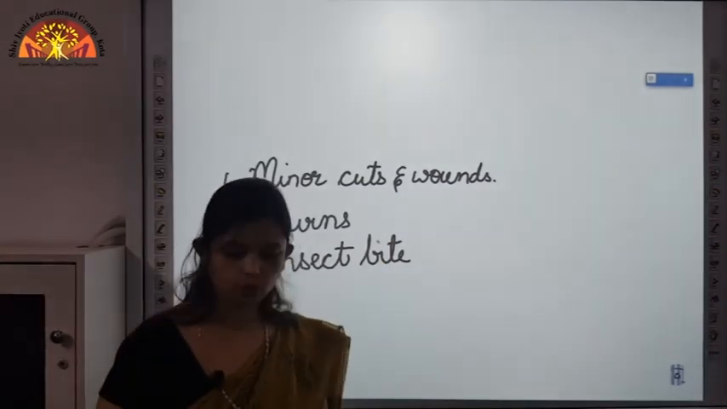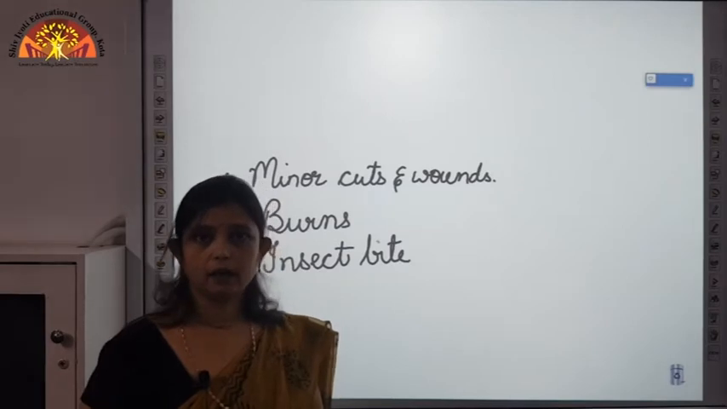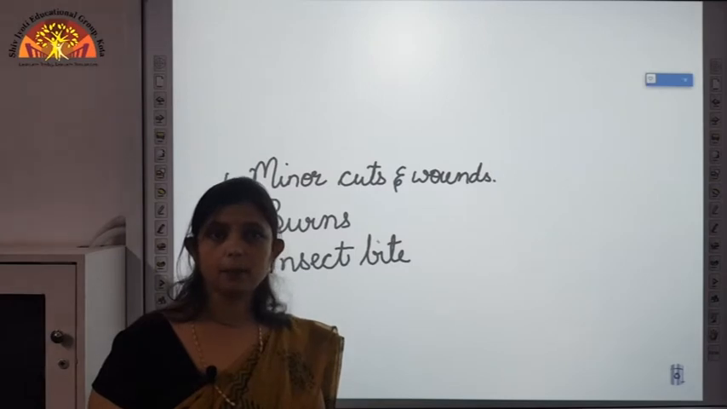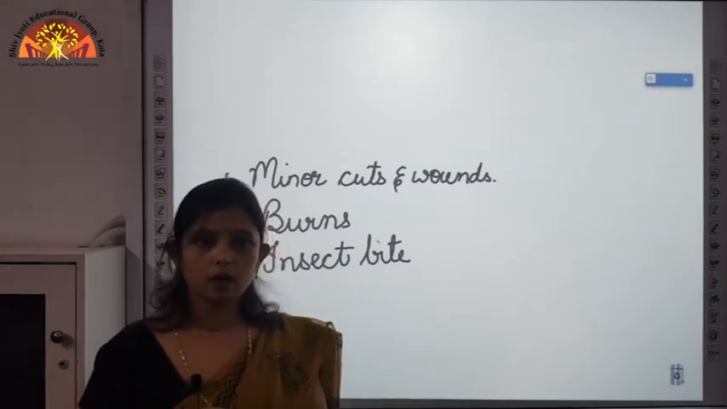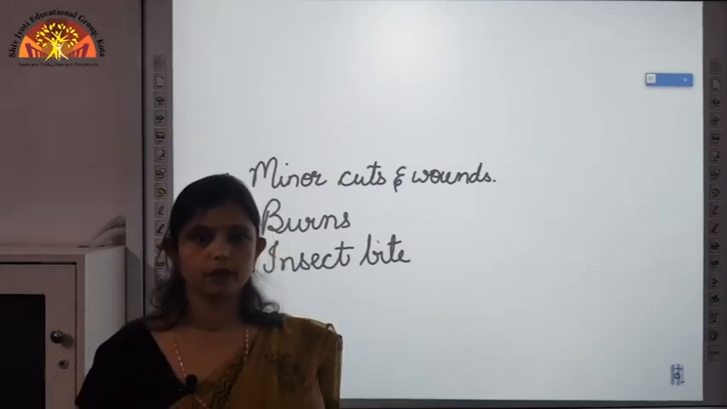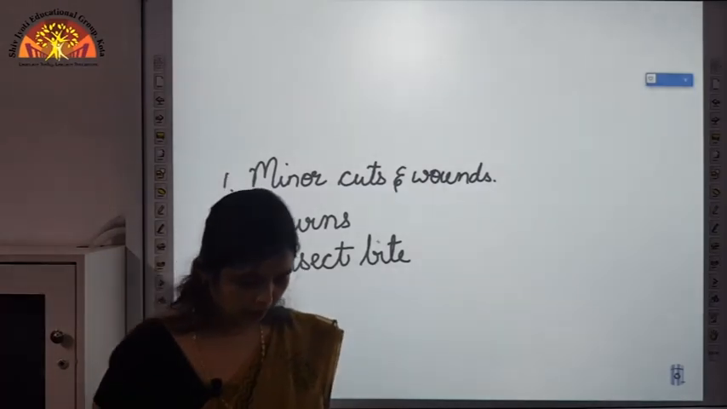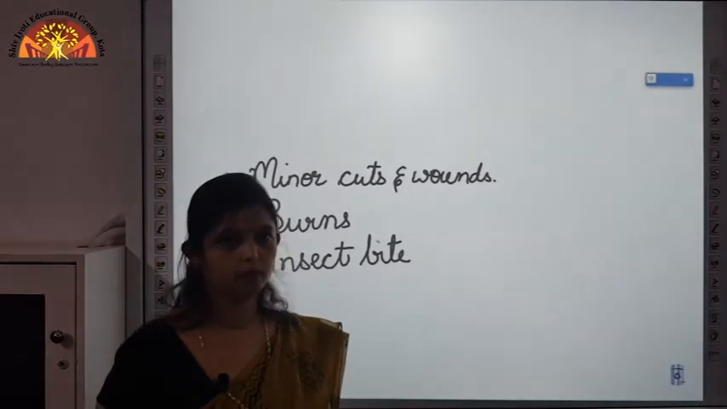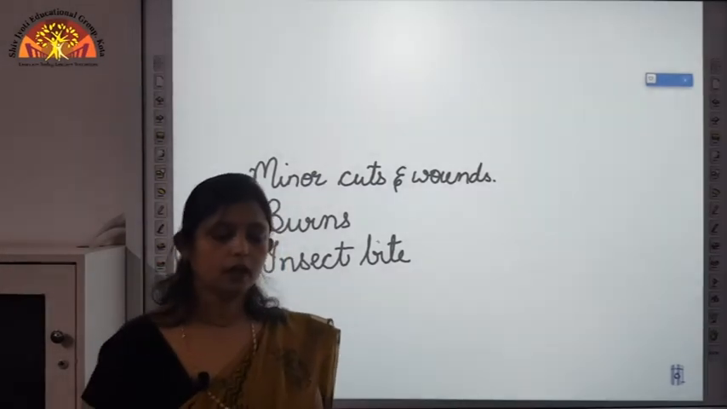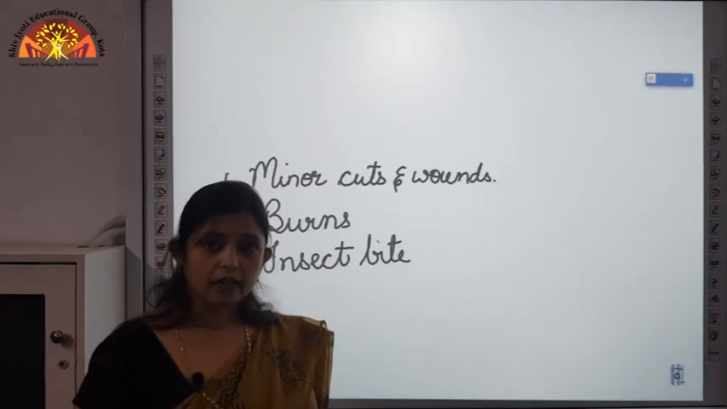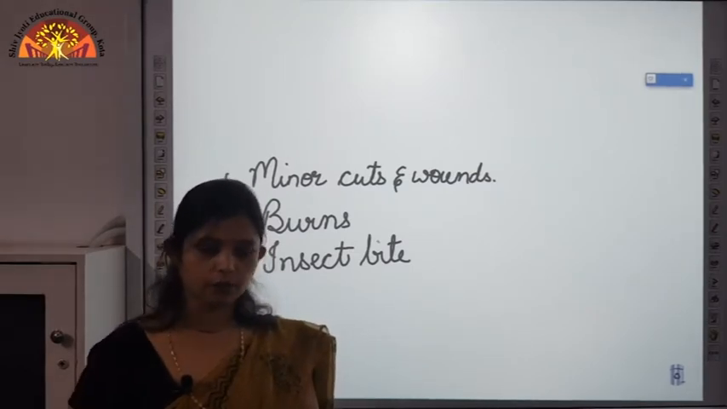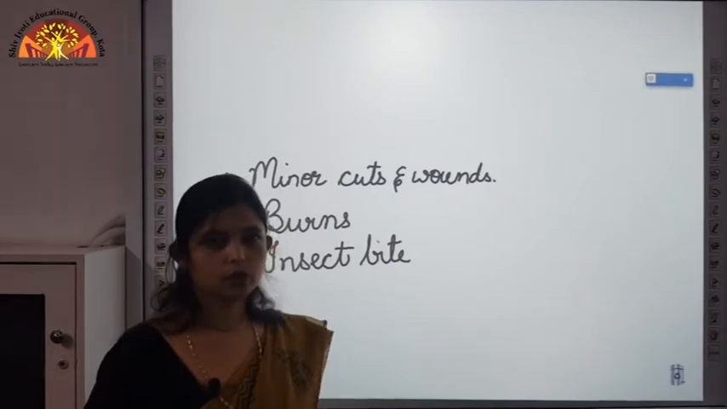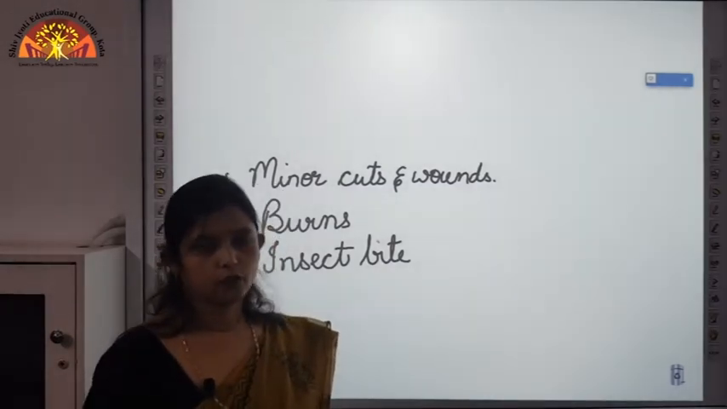So what we have to do in case an insect stings us, first of all place a piece of ice over the wound where the insect has bitten us, okay? Then you can apply a paste of baking soda and cold cream, okay? It will give relief in the pain sensation, okay? So this way you can give first aid for an insect bite.